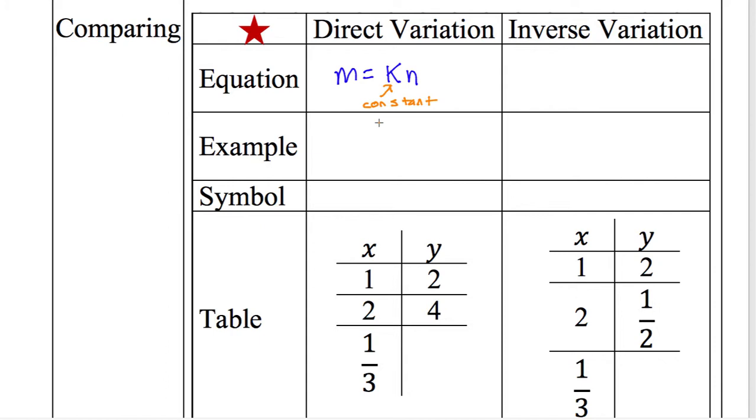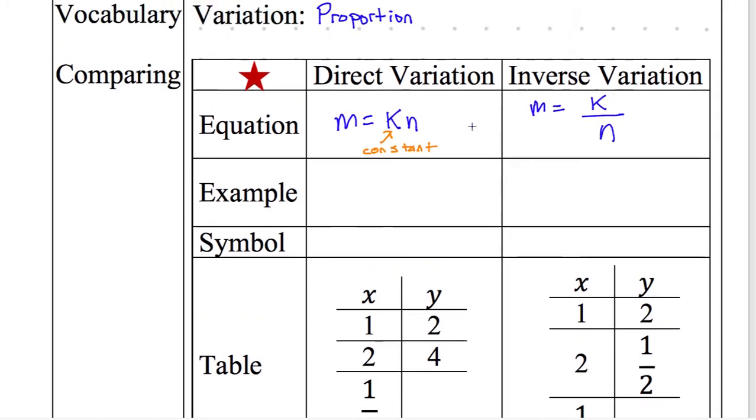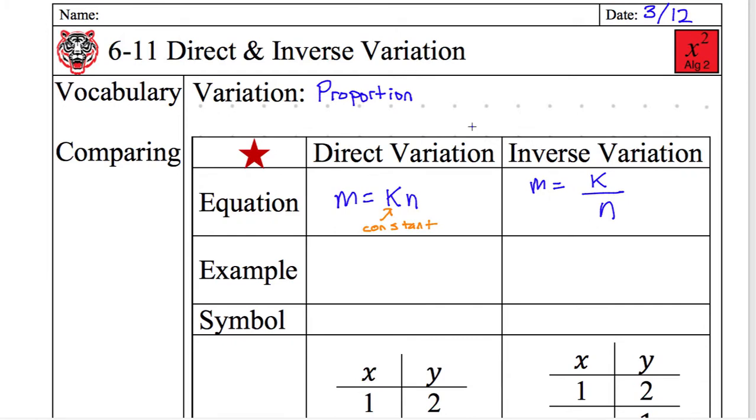All right, so K stands for some constant. So you can multiply this by anything you want. And in the equation over here, you can have something like M is equal to K over N. This is inversely proportional, or inversely variated. I don't know if that's the adjective. Notice that the variable, I'm going to underline the variable here.